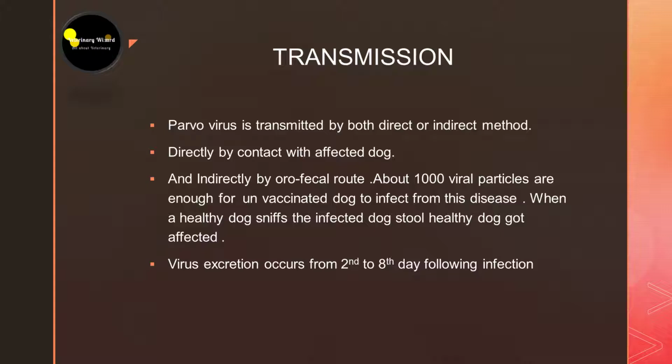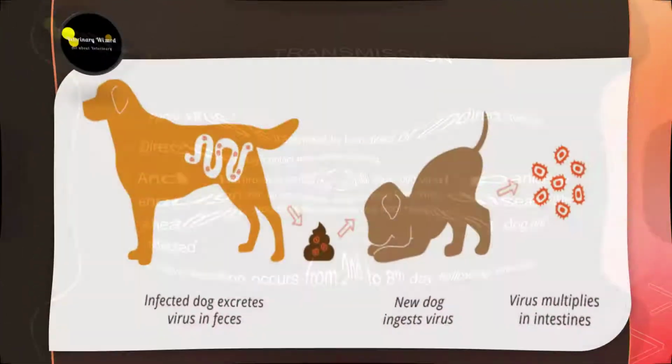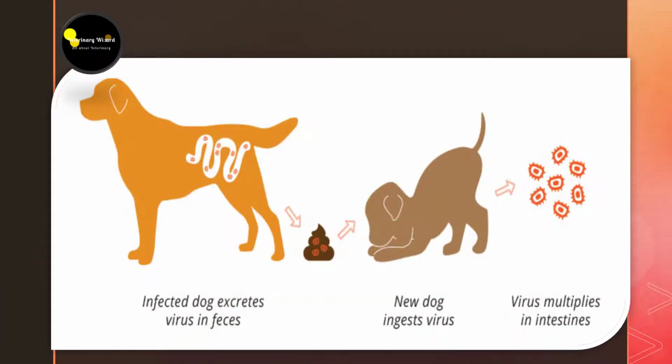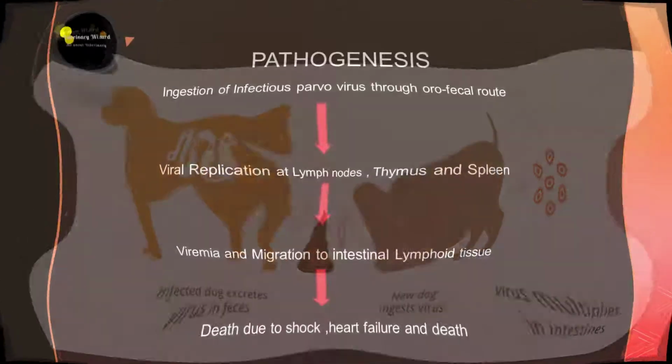If there is still any problem, let me show a picture that will help you to understand. So here in this picture there is a dog that is infected with parvovirus and he passes stool. And the healthy dog is sniffing that stool, through which the virus enters the healthy dog and then multiplies in the intestines.